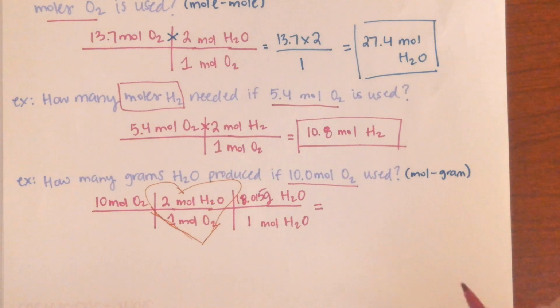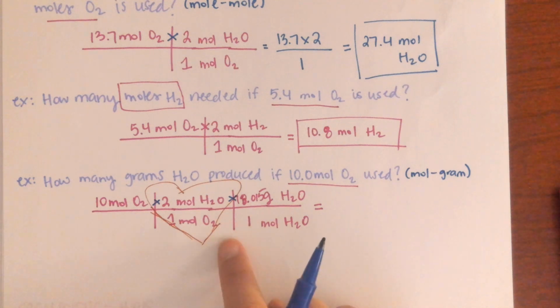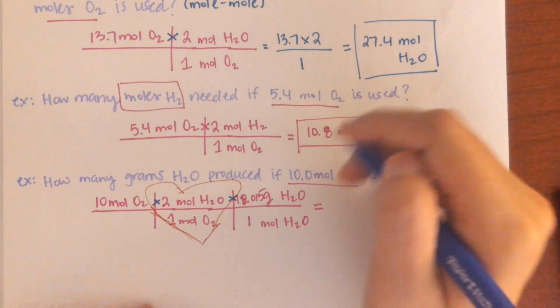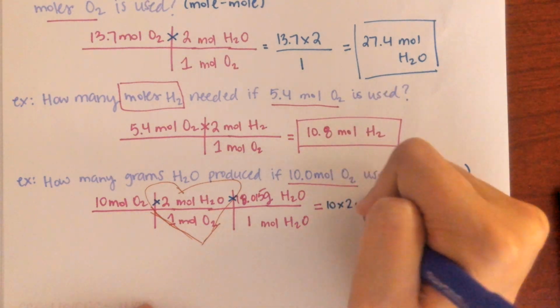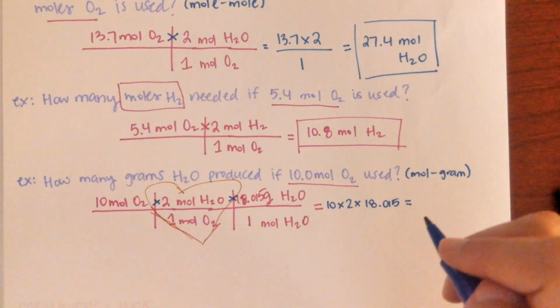And from there we solve. So 10 times 2 times 18.015, and then divided by, in this case it's 1. So 10 times 2 times 18.015. This is going to be a large number.